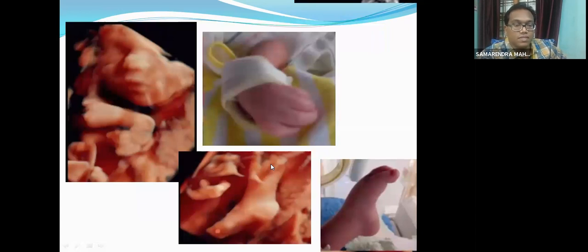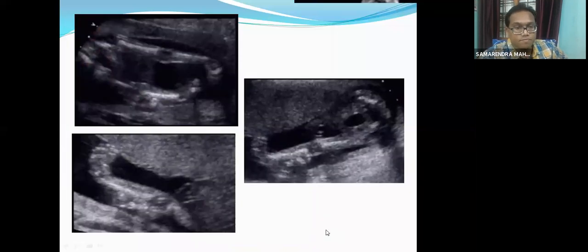Now, these are the 3D views showing the arthrogryposis. The left upper image shows surface rendering of the hand in a fixed contracture. In the leg, the foot is extended, and these are the correlative postnatal images of the hand in a fixed contracture position, in flexed position, and the leg with the foot in extended position.